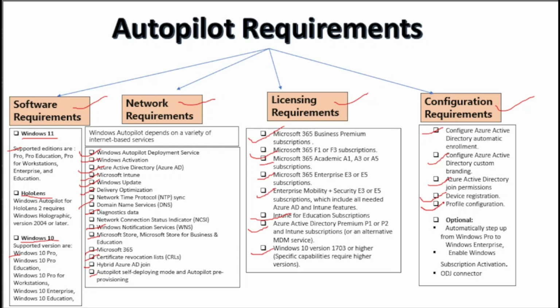We need to create deployment profiles and optionally automatically set up the upgrade from Windows Pro to Enterprise or Education. If you want to upgrade all your Windows 10 Pro editions to Enterprise edition, we need to create a deployment profile for that. If you want to enable the subscription, we can do that, or even if you want to perform Autopilot in a hybrid join scenario, then we need to configure the ODJ connector.